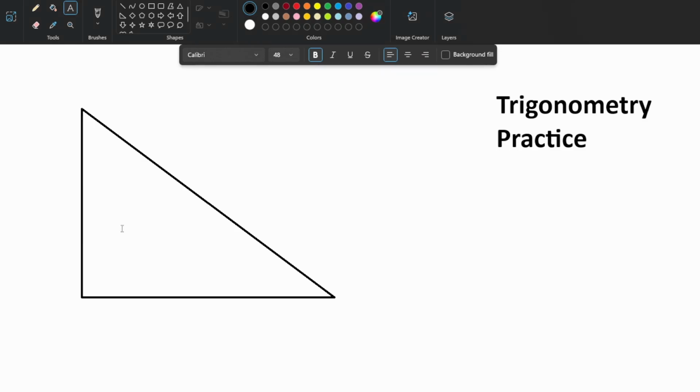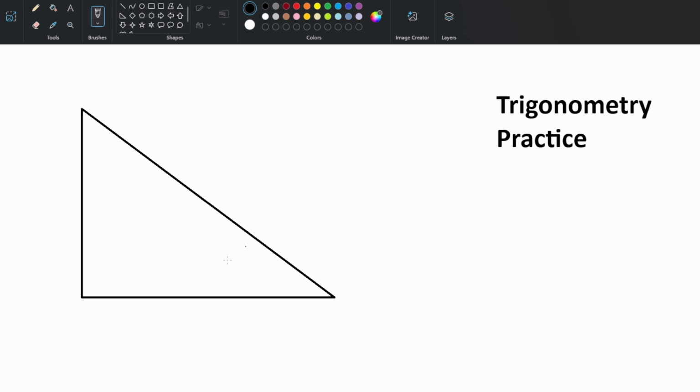Alright, what's up guys? So before we even get to trigonometry, let's understand what a right triangle is. A right triangle has one angle that measures 90 degrees. This angle right here is always going to be marked with a box. It measures 90 degrees. So right triangles have this special property, or special relationship, between the sides.